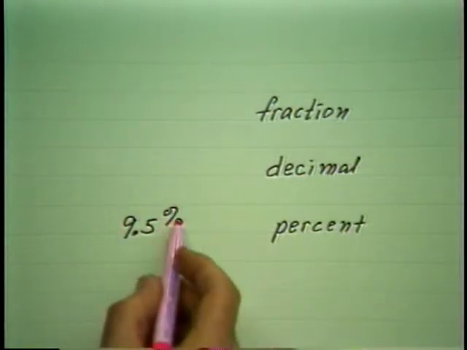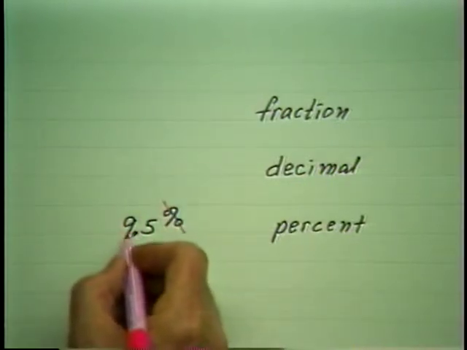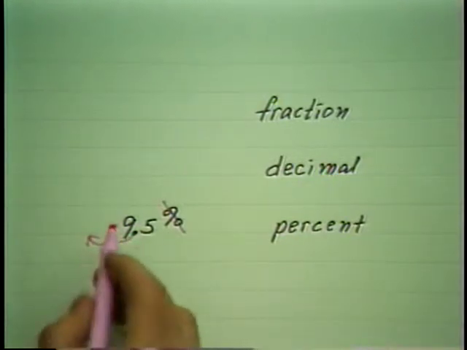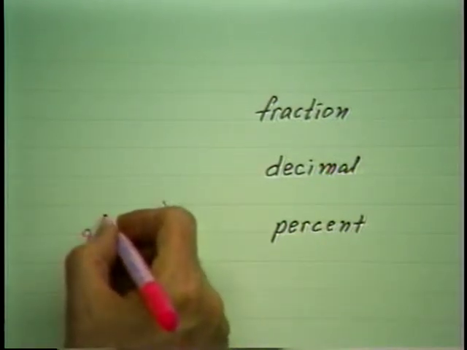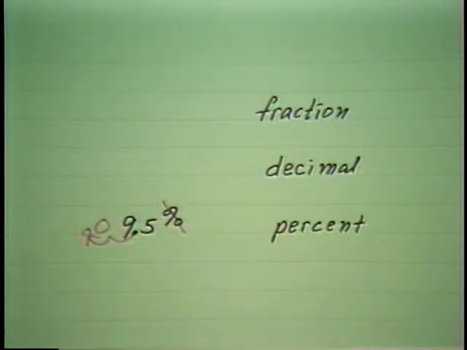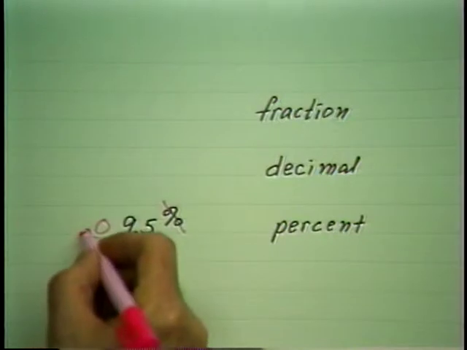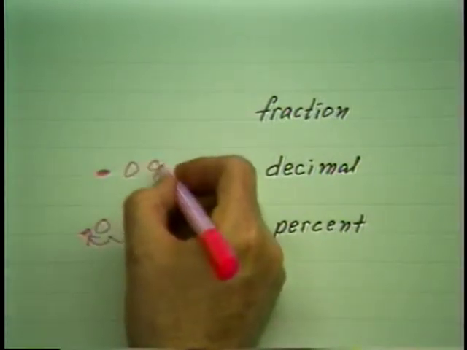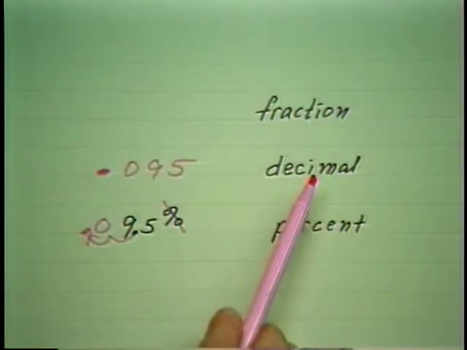Now let's start with the percent form and go to the other two. Recall we said that if you want to get away from a percent, you move 2 places away or to the left, whichever is easier for you to remember. Then if you create extra places by doing that, you insert a 0. So 9.5% is 0.095 as a pure decimal.